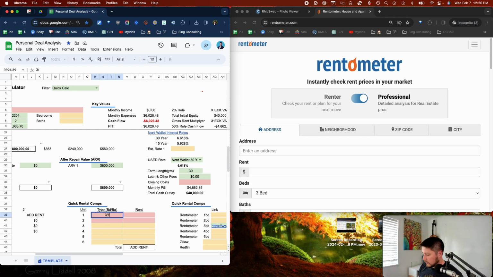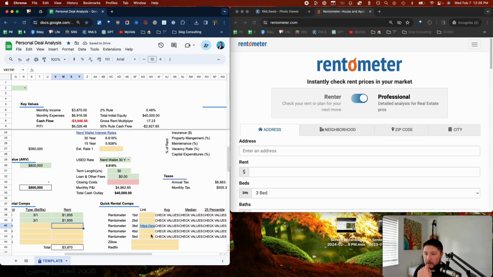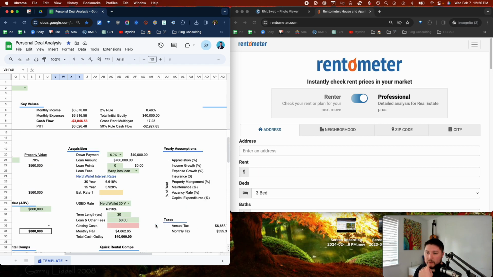Since this is a 3-1 on both sides, I'm adding in the rents, which is just around 19. So there's the average of 1935 and then the median of 1970. I'm going to go probably closer to the lower. I tend to be a little bit more conservative in general. This is a nicer area, and I also have this where it pulls in all this data as needed.